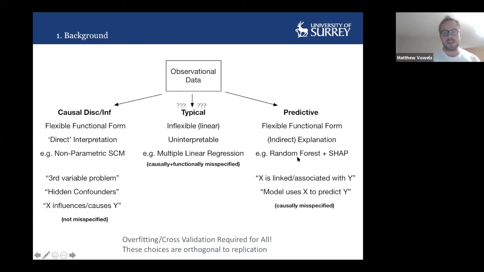So an example might be a random forest using what I'm going to show you later, which is the Shapley Additive Explanations package. And with these models, you can conclude things like X is linked or associated with Y. And again, you might see these sayings or phrases appear under typical modeling approaches. But because they're mostly functionally and causally misspecified, it's a moot point whether you're saying they're linked or associated with Y, because chances are your model's not good enough to actually make that kind of conclusion.